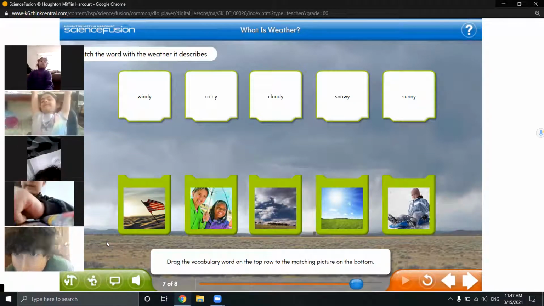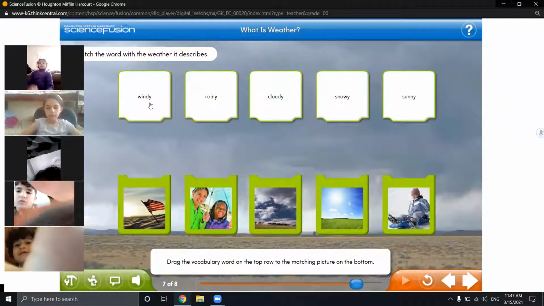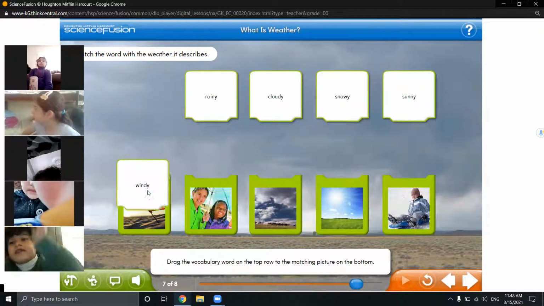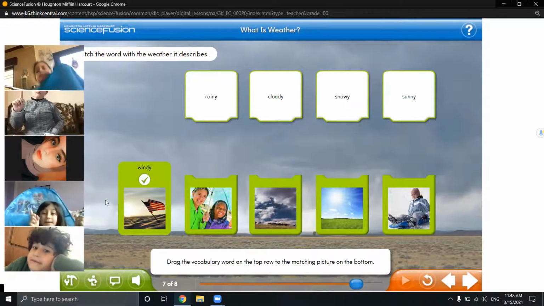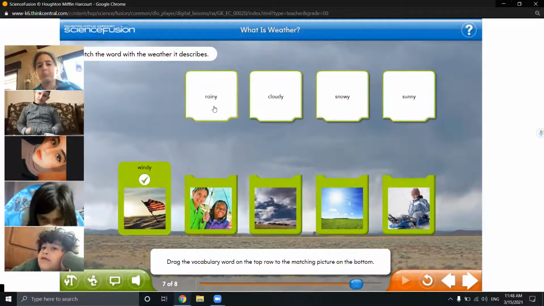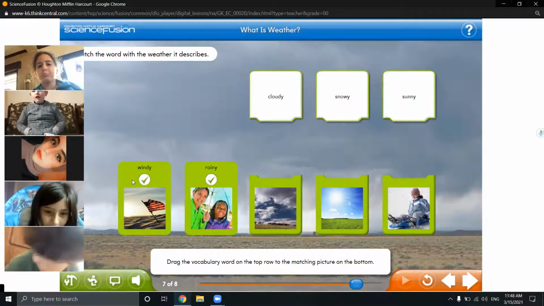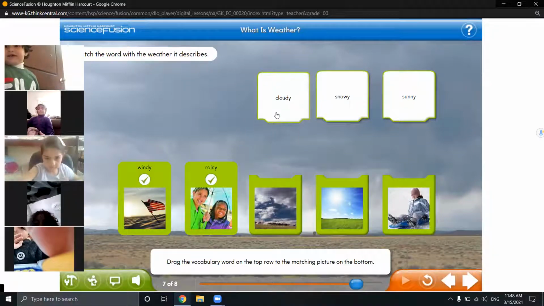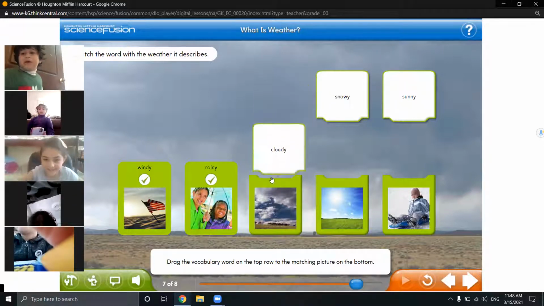Let's start with Ahmed. Windy. Yes, windy. Picture number 1, 2, 3, 4, 5. What do you think? One. Yes, bravo. Picture number 1. What about rainy? Yes, Batul. Rainy, with which picture? 2. Bravo. Now with picture number 3, let's see, Farah. Cloudy. Yes, Farah, picture number 2, 3, 4, 5. What do you think? 3. Yes, very good.